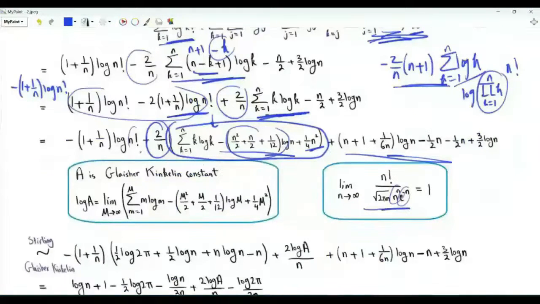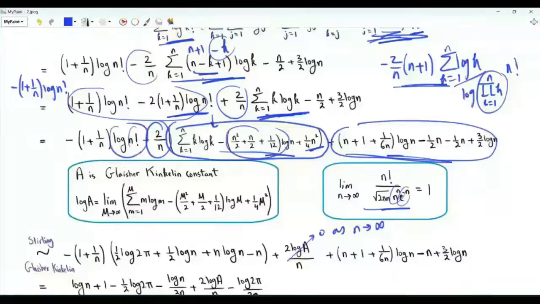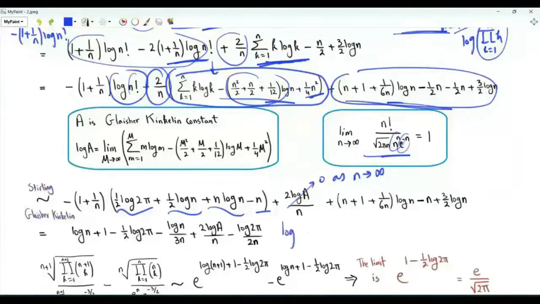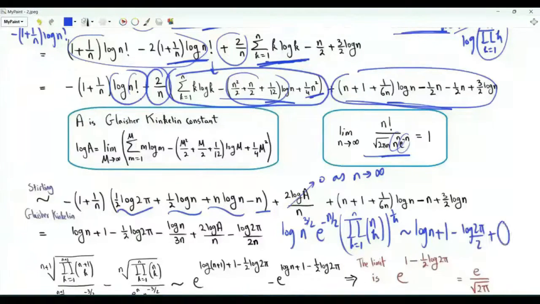Asymptotically, the quantity that we have is this part plus 2 log a over n, and this tends to 0 as n tends to infinity. This log n factorial is replaced by 1/2 log 2 pi plus 1/2 log n plus n log n minus n. After simplification, we find that log of n to the power 3 over 2 e to the minus n over 2, the nth root of the product k from 1 to n of n choose k, this quantity is asymptotically equal to log n plus 1 minus log 2 pi over 2 plus a function of the order of log n over n. This tends to 0 as n tends to infinity.